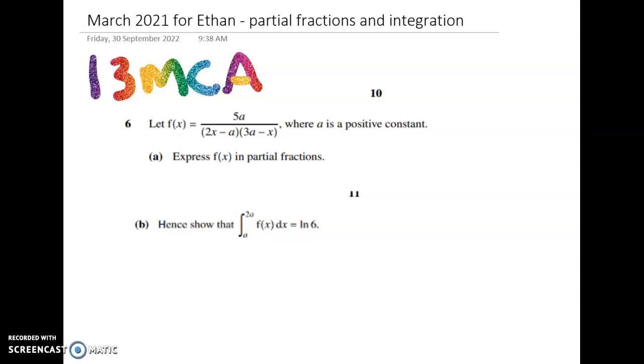This is a video for Ethan from a Pure 3 paper in March 2021. It's a good partial fractions question, not too bad, and then some integration. And the main thing in the integration is not finding the integral, but using the log rules to clean it all up and show that the integral equals the natural log of 6. I'm going to do both parts in this, Ethan, even though I know you found the partial fractions part fine.